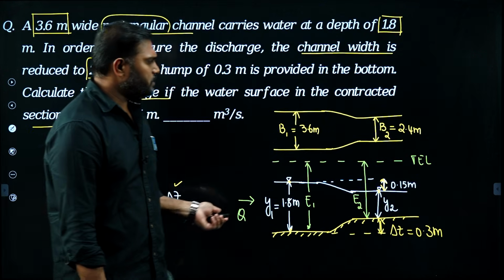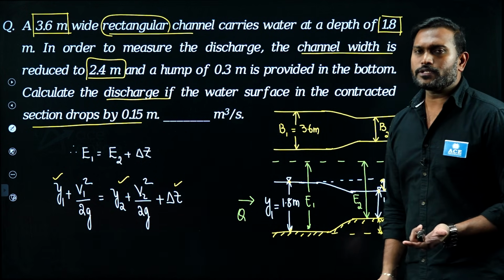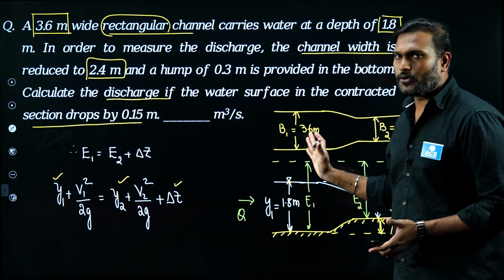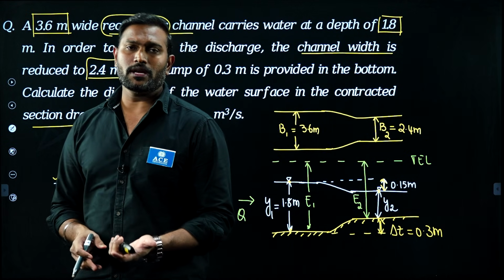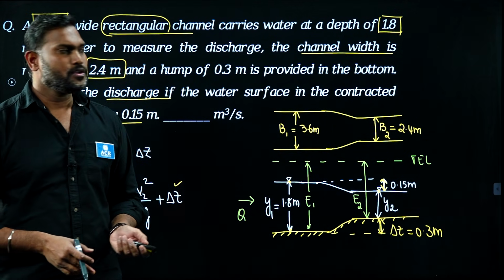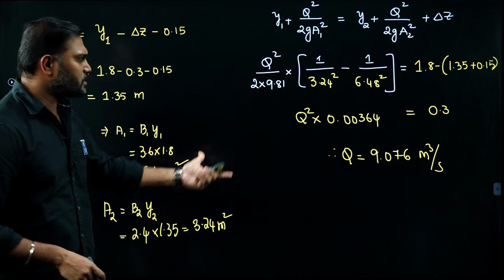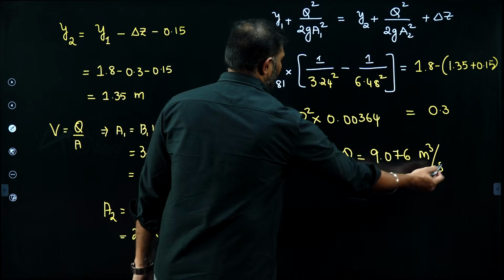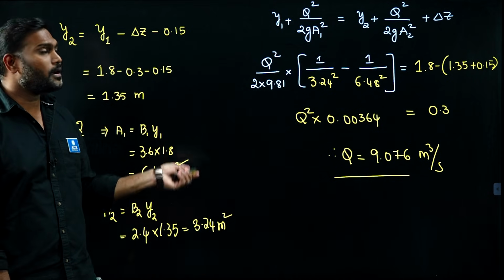So first thing first, whatever the transition they have given, what you need to do is first you draw the figures in the plan view and in the section view, and once you get down those figures, then you write down the relation between the specific energies. So once you know the specific energies, then you can find it out, right? So it's a simple calculation. The answer is 9.076 meter cube per second. So that's about the double transition.